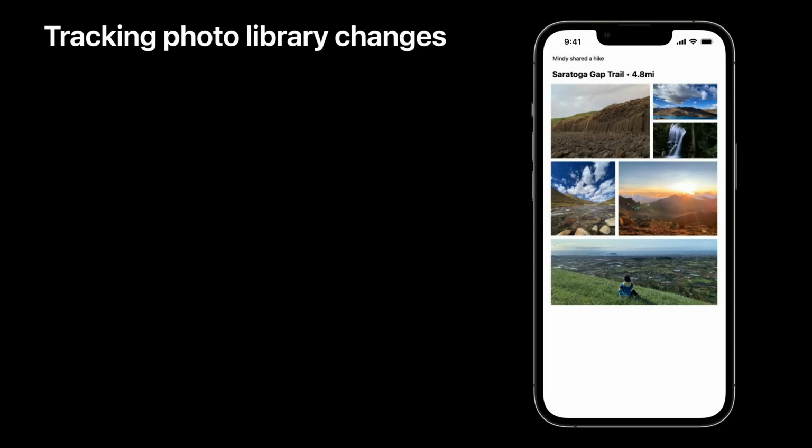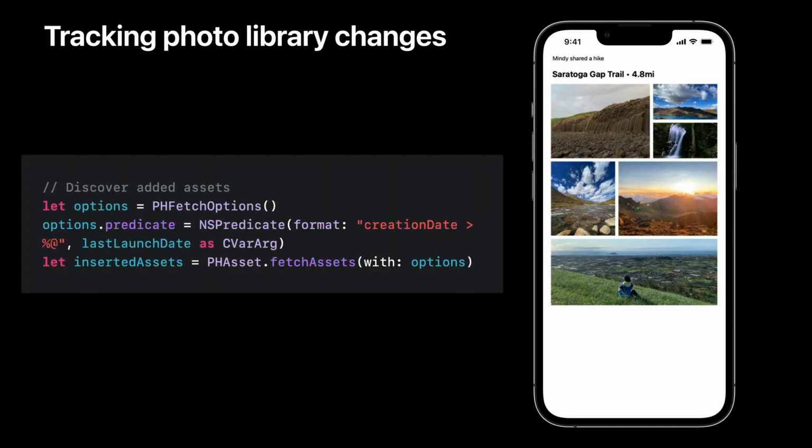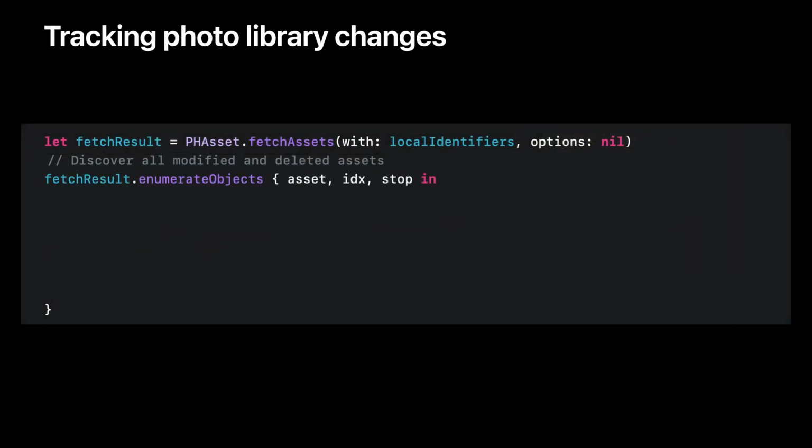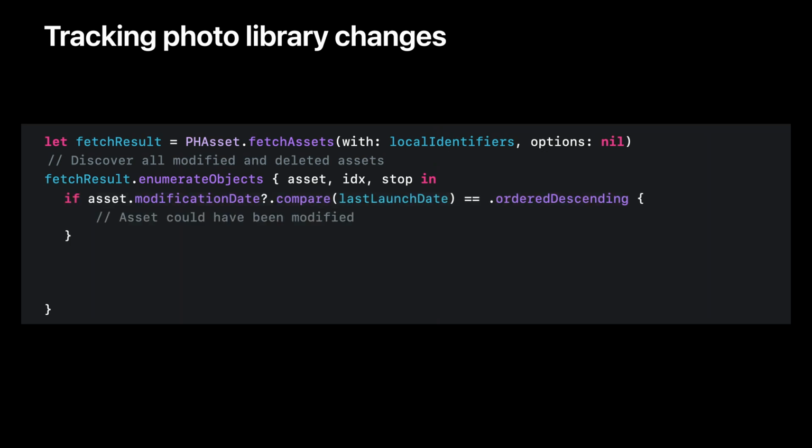Up until now, in order for the app to discover newly inserted assets and changes to previous hiking collages, the app would need to perform a series of fetches. To determine which assets were inserted, the app can fetch assets with the date created later than the last app launch date. Determining asset updates and deletions is trickier. The app would need to refetch every asset in every collage and check the modification date to determine asset updates. But this could bring up false positives, as the asset modification date can be set by internal Photos processing activities.